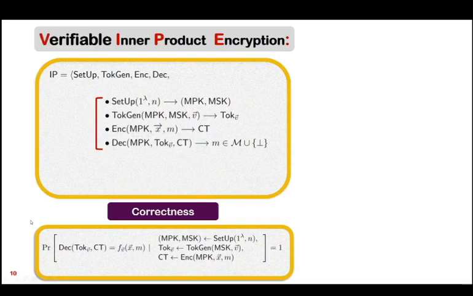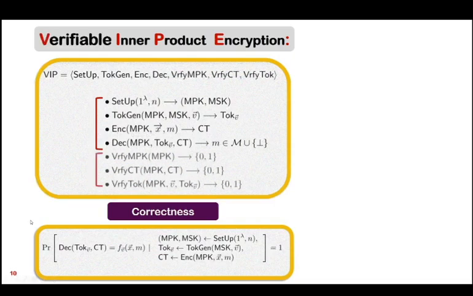Essentially, VIP is similar to IP except that it has some extra verification algorithms: verifying the ciphertext, verifying the token, and verifying the master public key. These three verification algorithms output 1 if their input was correctly generated, and output 0 otherwise.